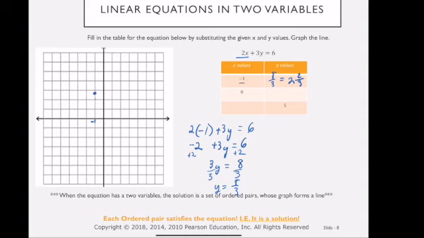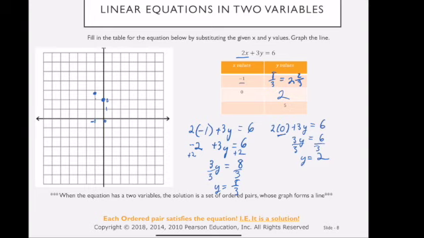Now let's figure out the y value when x is 0. If I take 2 times 0 plus 3y equals 6, that is just going to leave me with 3y equals 6, because 2 times 0 is 0. Any number times 0 is 0. To get y by itself, I divide both sides by 3. I have y equals 2. So when x is 0, y is 2. So here's where x is 0 and y is 2. So I've got this point right there.